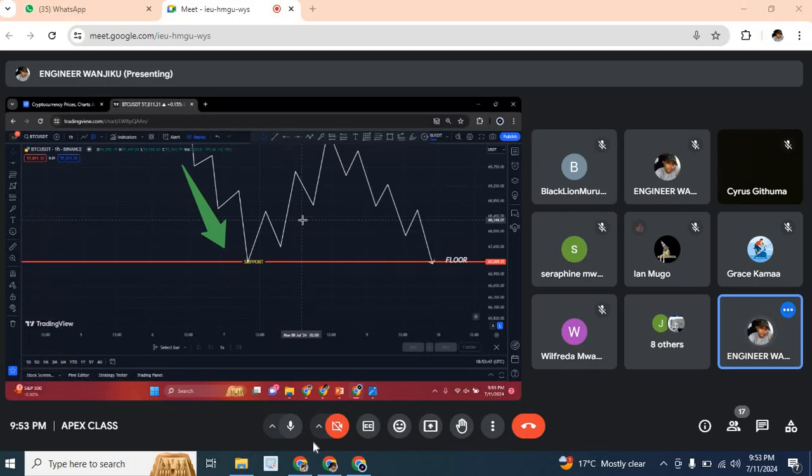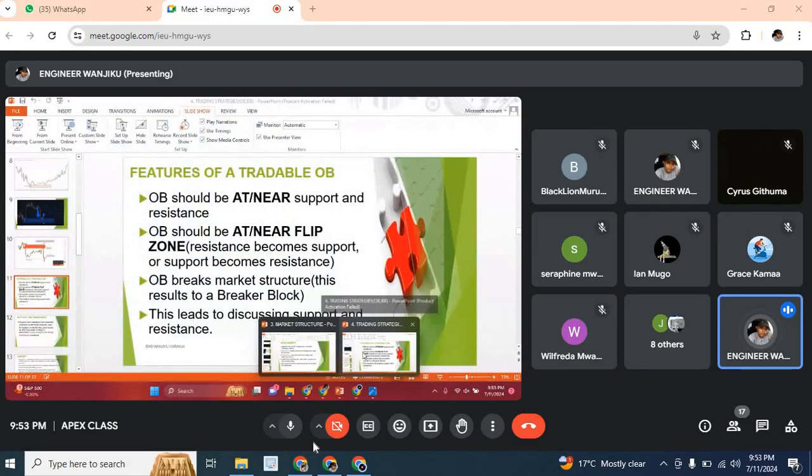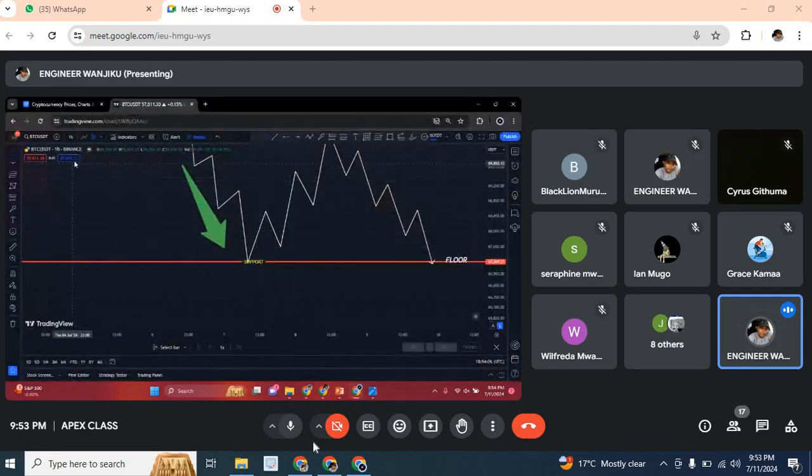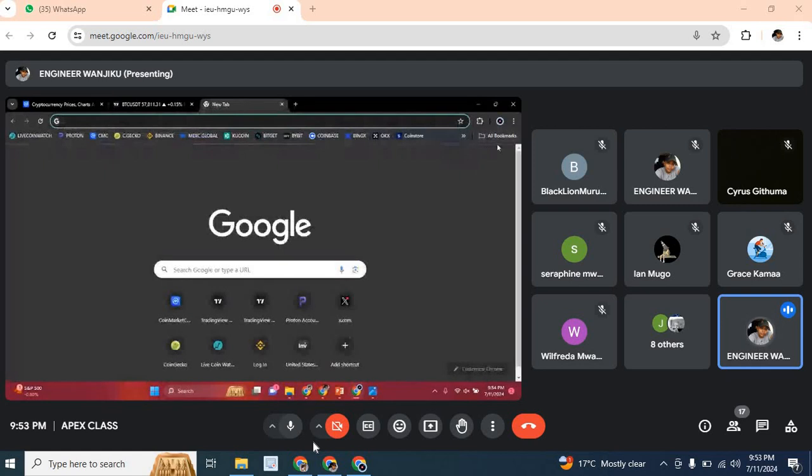Okay, perfect. So that was the first feature of a tradable order block. The second feature of a tradable order block is that the order block should be at or near the flip zone. Before I do that, let me show you a live example of support and resistance in the chart. So let me try another pair.